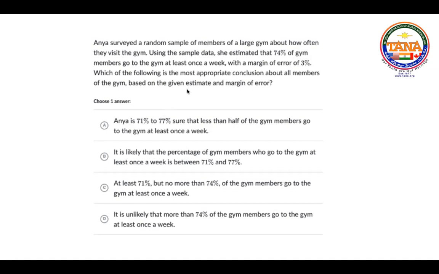So remember, the way you do it with margin of error is it's your range. The formula is range equals estimate plus or minus margin of error. In this case, it's 74 plus or minus 3, and that's 71% to 77%. And the only one that does that is C. Varun, do you understand why it's C? All right.